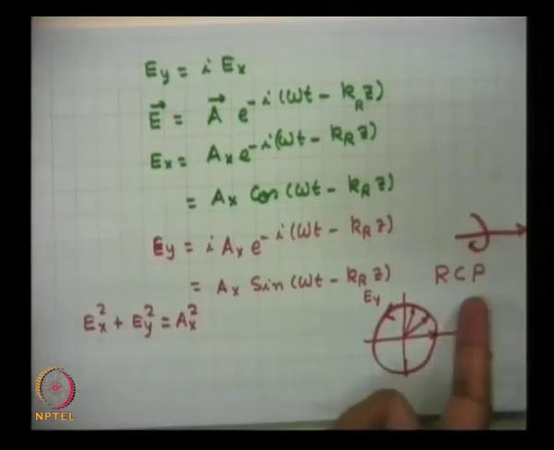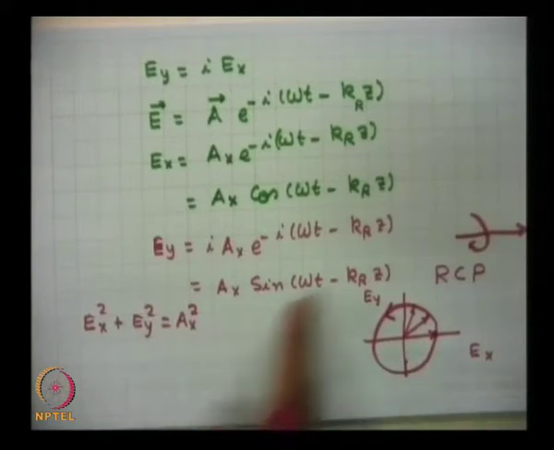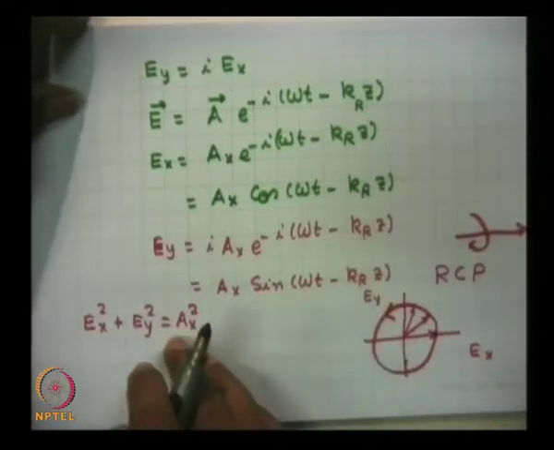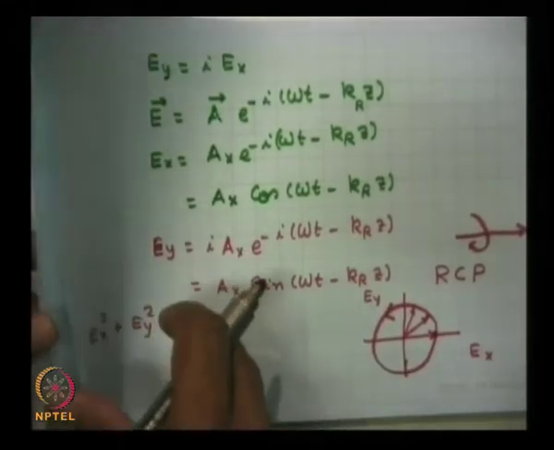So for a right circularly polarized wave, the wave number is kr, and kr is given by this expression.